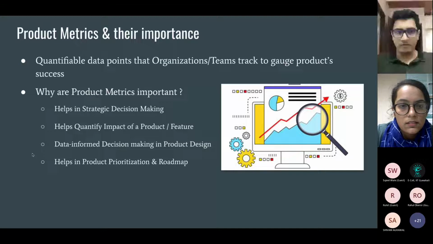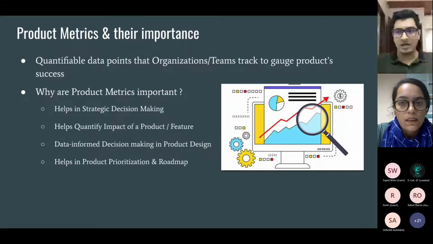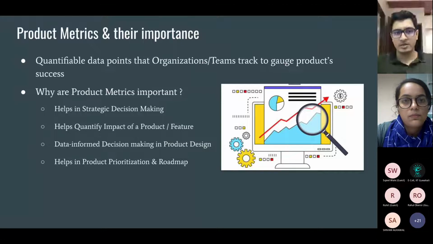Of course, first of all, these metrics help in strategic decision making, right? So as a PM, you'll be building product roadmaps, backlogs, right? And all those come from the understanding of data, right? Once you understand data, what are the gaps in your product, then you can identify improvements, right? So it helps in strategic decision making. It helps quantify the impact of a product or a feature, right?